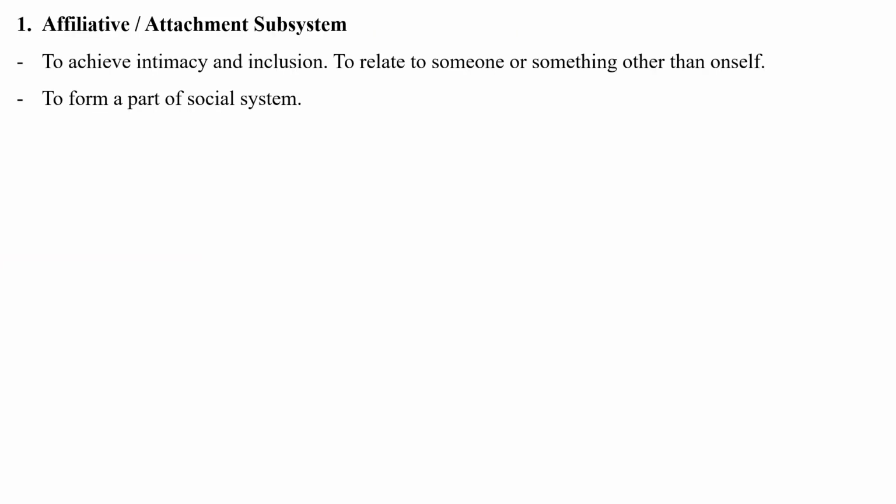The first one is attachment subsystem or affiliative subsystem. To achieve intimacy and inclusion, to relate to someone or something other than oneself, that is known as attachment. This is a part of forming a social system. We are attached to someone. We are affiliated. So that is the first subsystem.